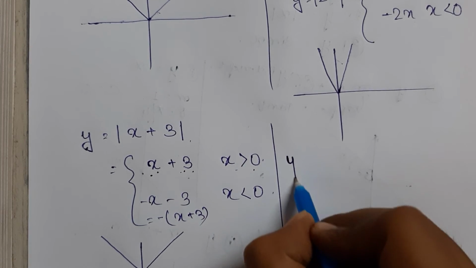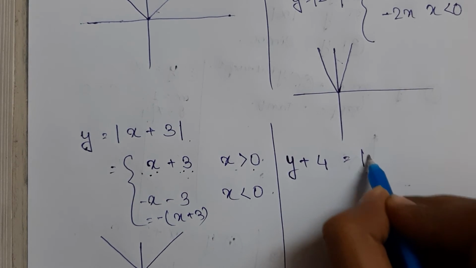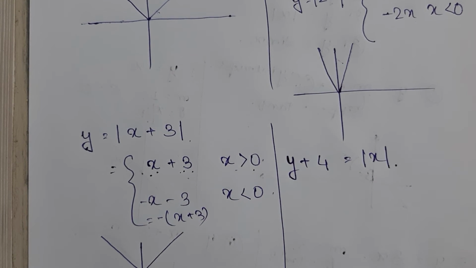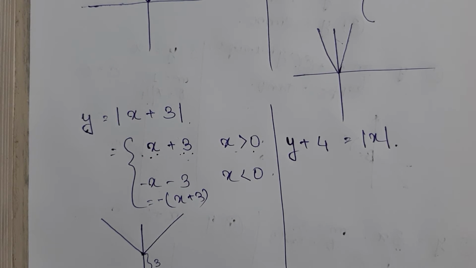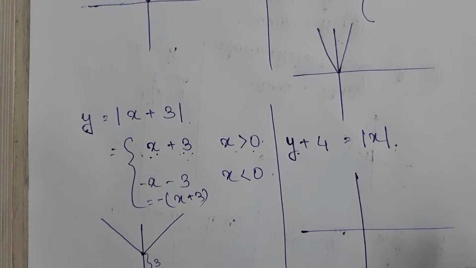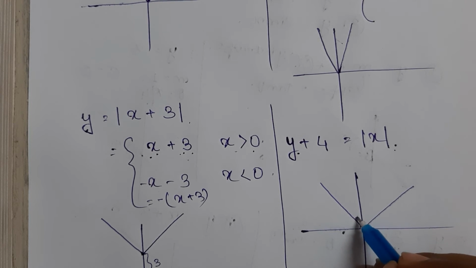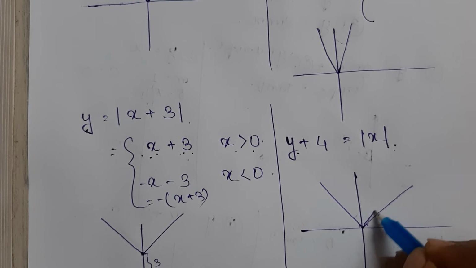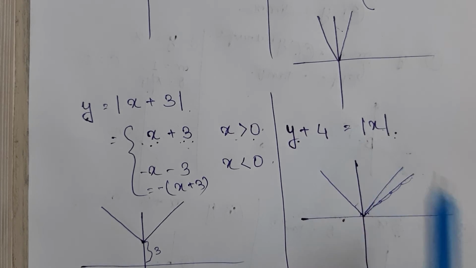Let us see another question. If it is given like this, y plus 4 is equal to mod of x, what will be the change here? See, it's easy. First, let us take the basic function. What is it? Y is equal to mod of x. Right, sorry, it will give a 90-degree angle. Sorry for the angle. This will be the function, right? This is what? Y is equal to mod of x.